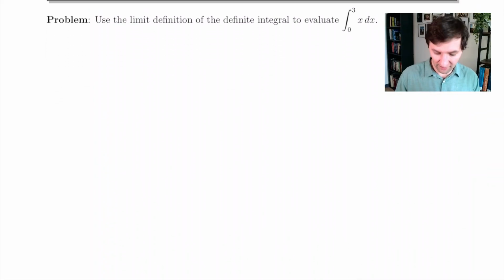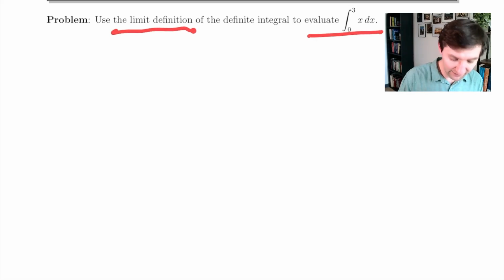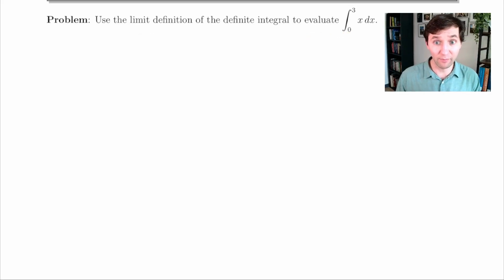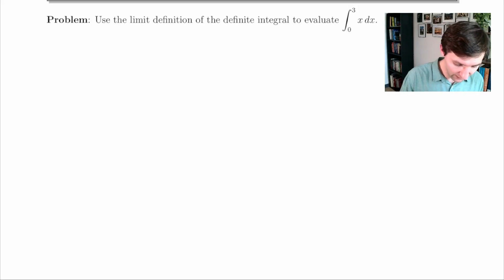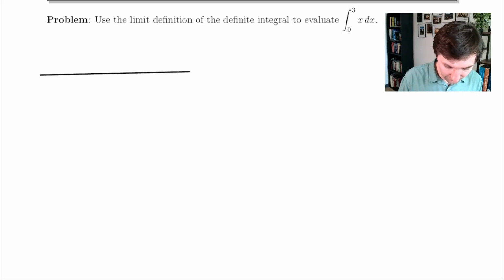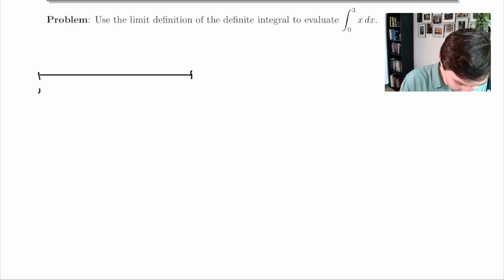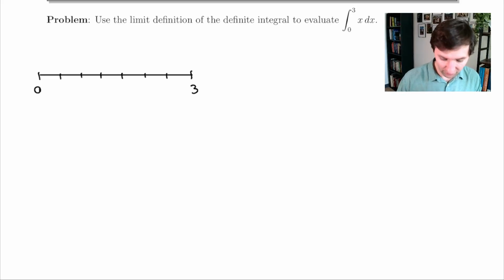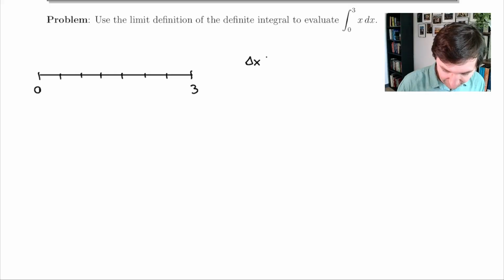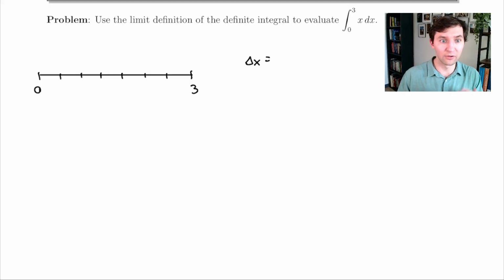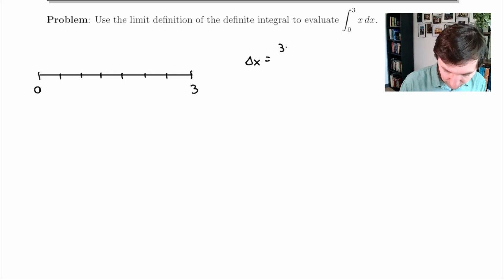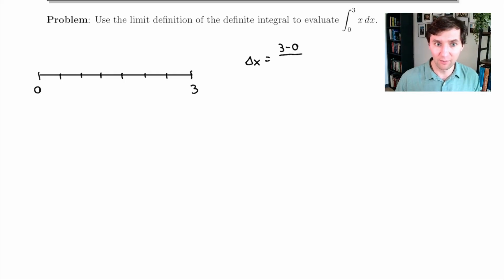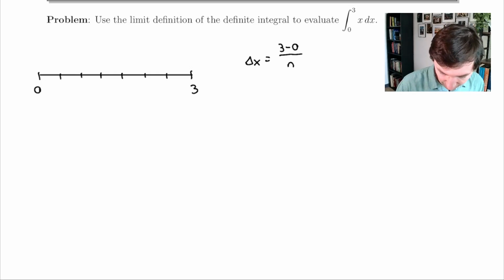In this problem, we must evaluate this integral using the limit definition. Let us start by visualizing this. We are given an interval from 0 to 3. We need to divide this interval into n equal subintervals. This means that each subinterval will have the length delta x, which can be computed by computing the length of the entire interval, which is 3 minus 0, and dividing it by the number of subintervals, which is n. This gives us 3 divided by n.